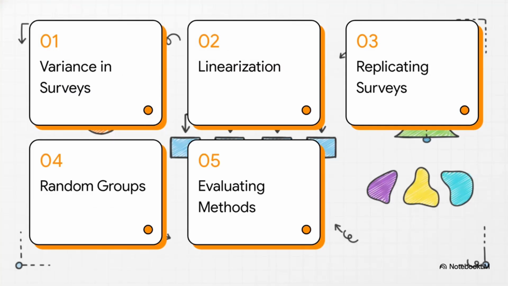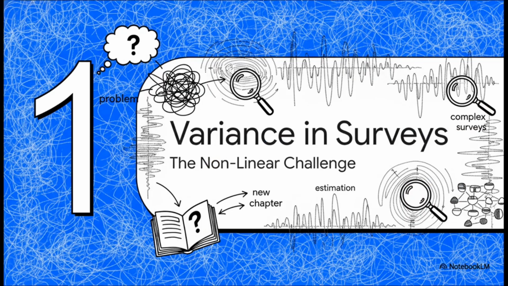Here is our game plan for the explainer. We'll hit 1. Variance in complex surveys. 2. Linearization and Taylor series. 3. Replicating the survey design. 4. Dividing into random groups. And finally, 5. Evaluating estimation methods. Let's get to it. Section 1.